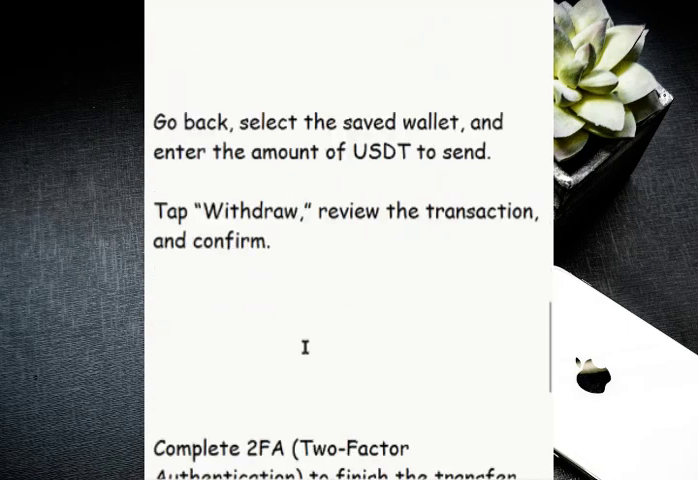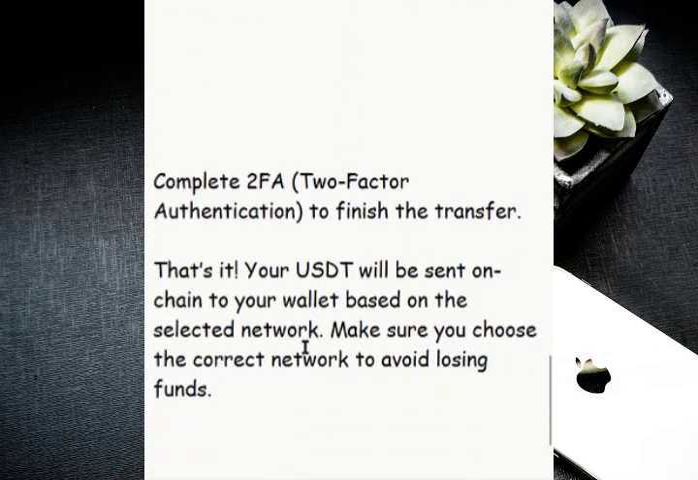Then after that, go back and select the saved wallet and enter the amount of USDT to send, then tap withdraw, review the transaction and confirm. Then to complete your withdrawal, you can also finish your transfer using the 2FA notification, which is two-factor authentication. And once that is done, that's it, your USDT will be sent to Onchain.